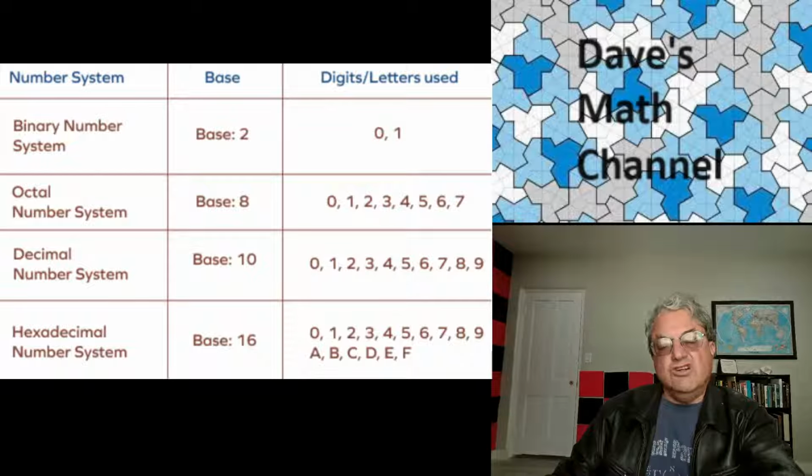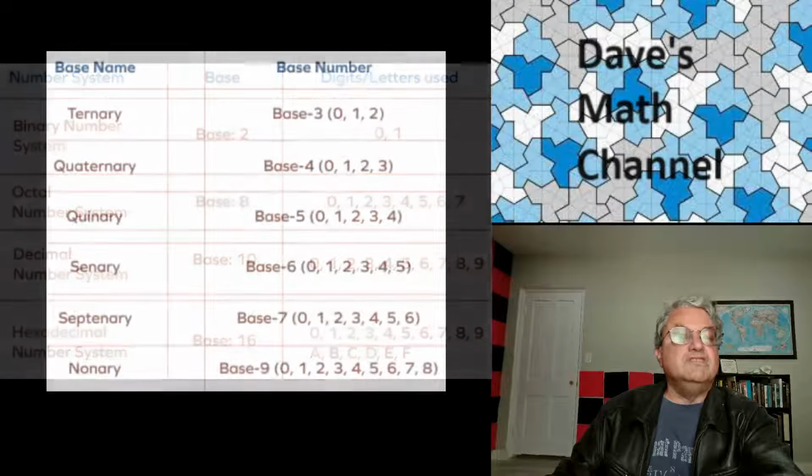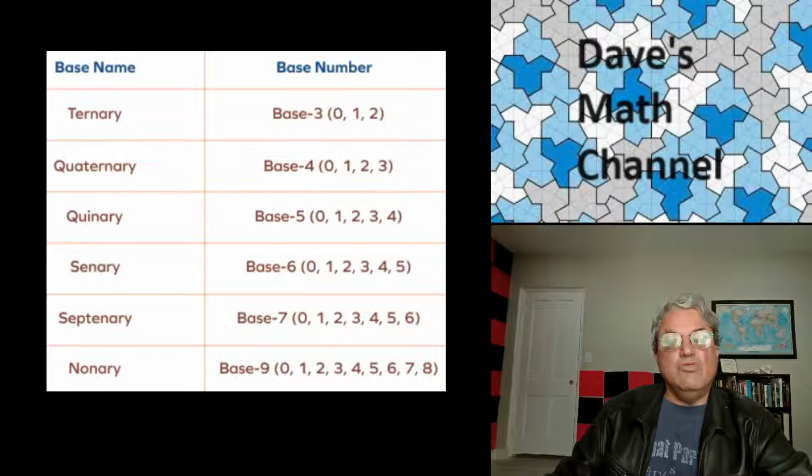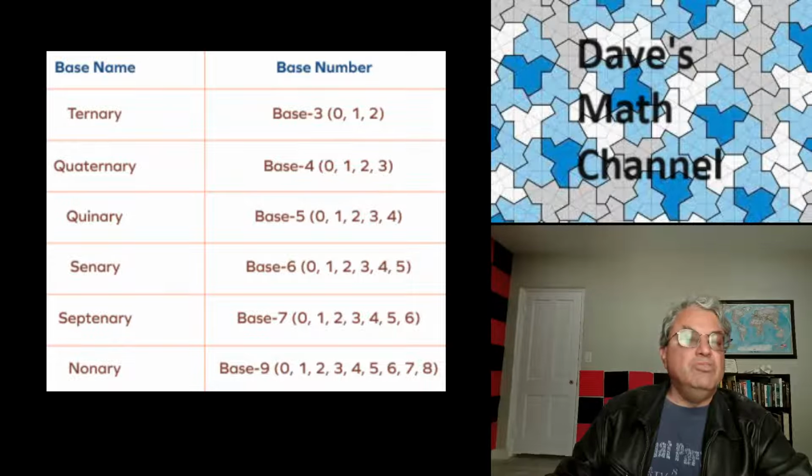So anyway, those are some common bases, but you can do this for any base you want. And here are bases 3 through 9, and each of them has a name. I think there are probably names for every base up to 20. So base 3 is called ternary, and it uses 0, 1, and 2. Base 4 is called quaternary. The names of the bases are all based on the Latin names of the number in the base. So base 4 is quaternary, that uses 0 through 3. Base 5 is quinary, that uses 0 through 4.